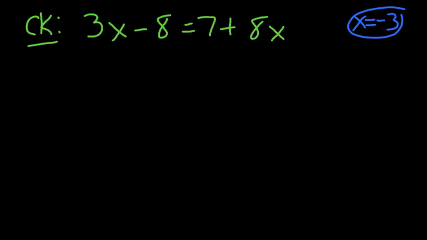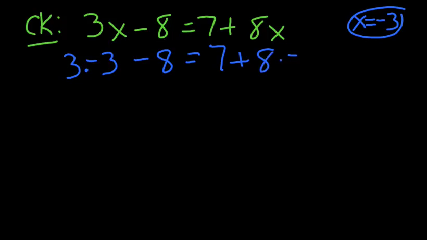Okay. Now we're going to check. Remember, we got x equals negative 3 when we did the problem. So we're going to put negative 3 in every place where there's an x. There's 2 spots. So 3 times negative 3 minus 8 equals 7 plus 8 times negative 3. Okay? 3 times negative 3 is negative 9. Okay. 8 times negative 3 is negative 24.